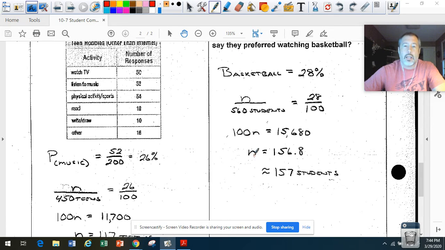So in order to solve this now, we cross multiplied already. We are now going to divide both sides by 100 to get the N all by itself. So divide both sides by 100, here and here, and we get N to equal 156.8 students. So we're going to estimate that to 157 students. So basically out of that 560 students that we have, approximately 157 students prefer watching basketball. So we should be good to go with that.